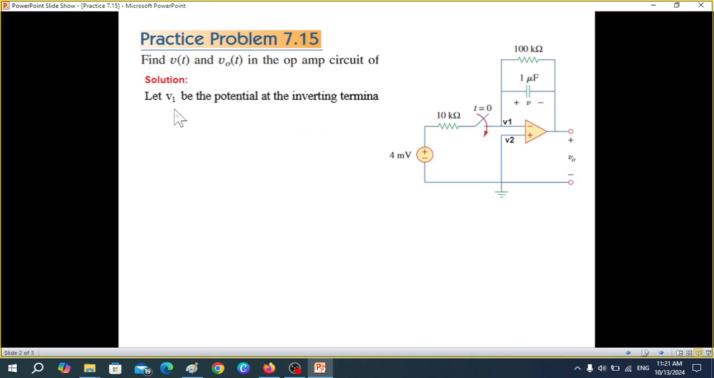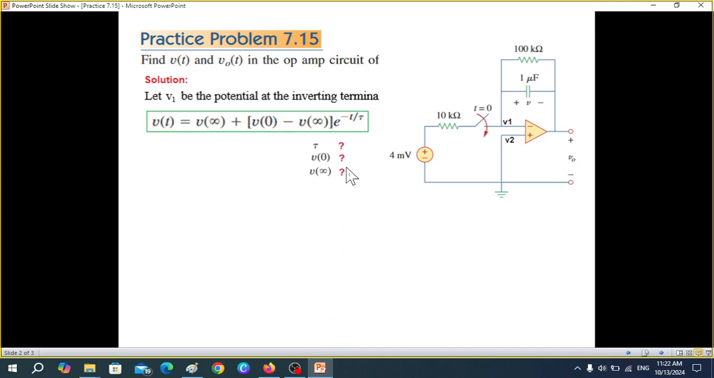First of all, let V1 be the potential at the inverting terminal. I've just marked these, calling this V1 and this V2. And this formula we should be familiar with for the step response of an RLC circuit. This is the formula that we use. And in this formula, we have to find these three things: tau, V0, and V infinity.